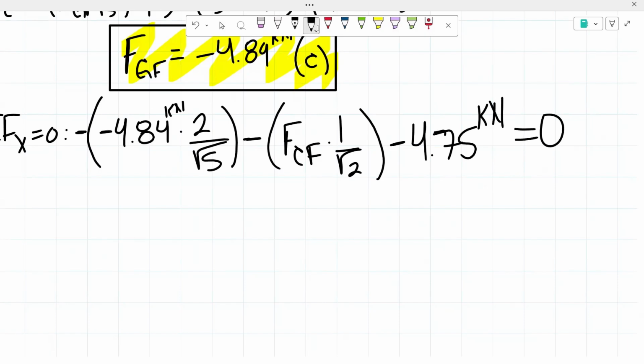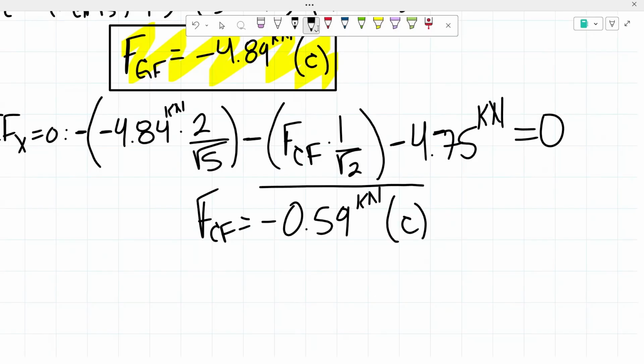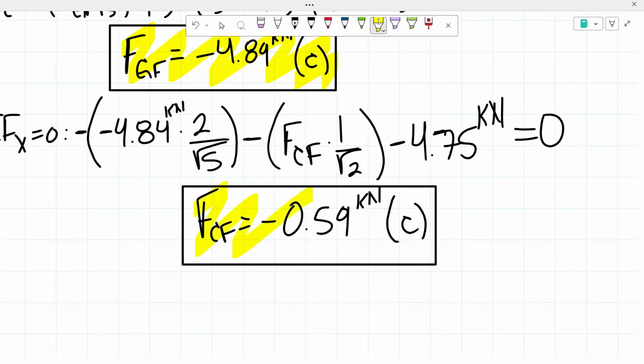So now that you have all of this down, we're simply just going to solve for the force of the bar CF. If you do that, you would end up getting a value of negative 0.59 kilonewtons. Since we got a negative number, that means we assumed incorrectly. So that means that this bar is also going to be in compression. And with that, we are done with this example.